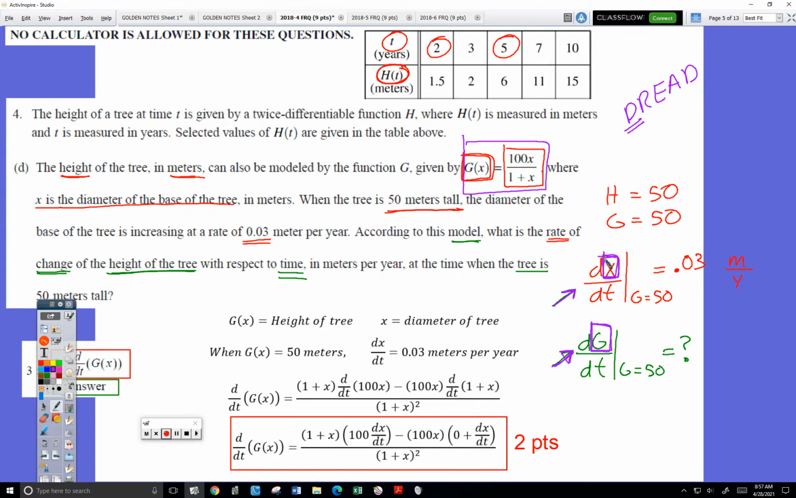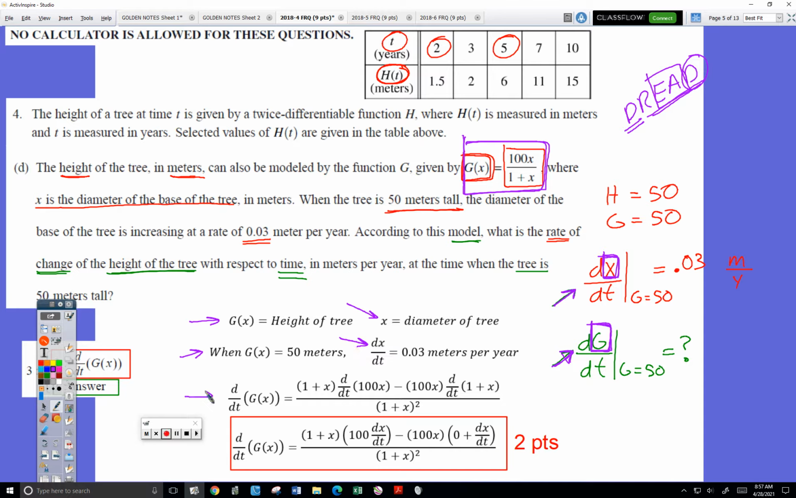x and g would be the amounts in the chart. I've read the problem, got all the rates. I've got my equation that uses the appropriate amounts. That's here. And I'm going to differentiate that equation with respect to t. So let's do that. This is just all explanation again. g is the height of the tree. x was the diameter. We're interested when g is equal to 50. At that moment, dx/dt is 0.03.